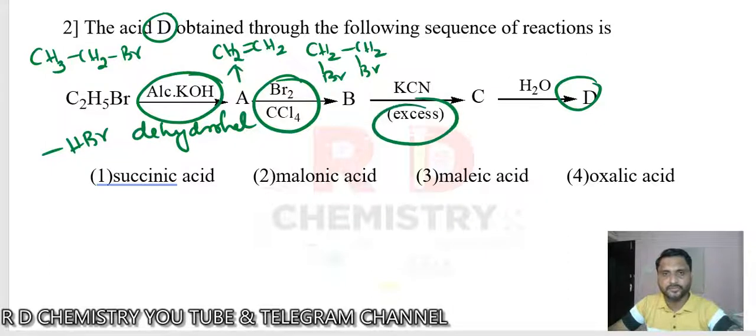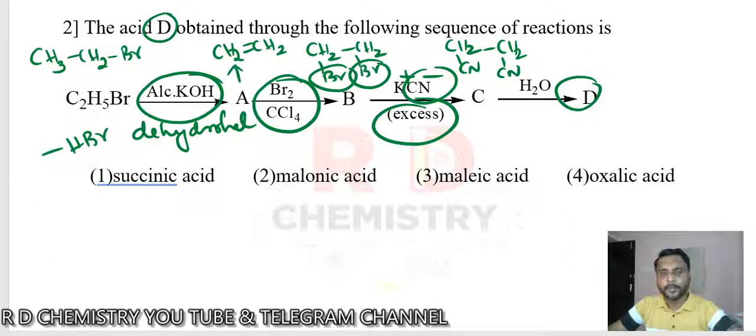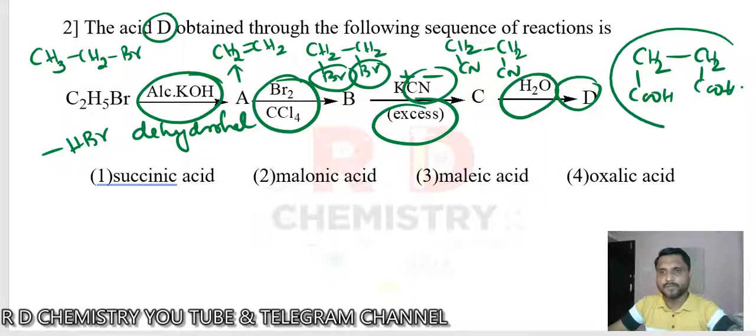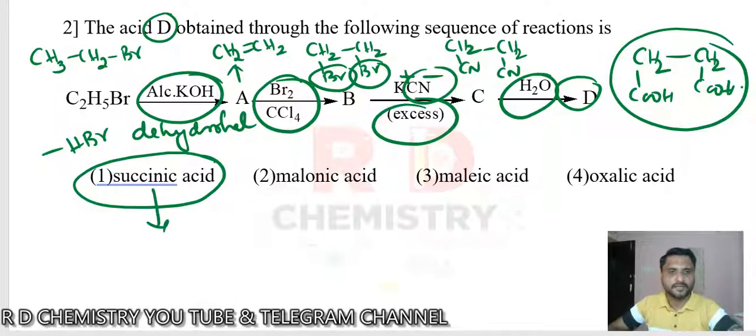Then there is excess K plus and CN minus. CN minus acts as a nucleophile. The nucleophile can replace the bromide ions. Therefore we get CH2CN, CH2CN, replacing Br by CN. When this compound is subjected to hydrolysis, the CNs are hydrolyzed to give COOH. Okay, remember cyanides are hydrolyzed to give COOH. Correct? So what is this compound? This compound is called succinic acid.